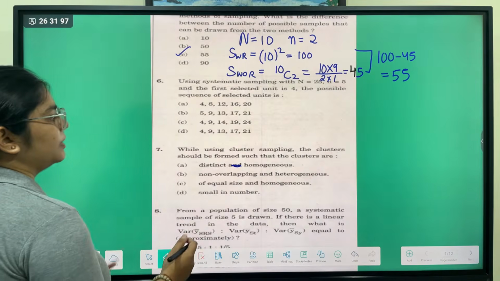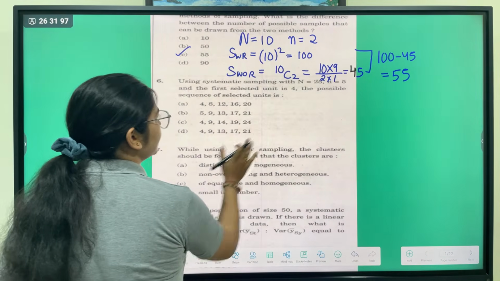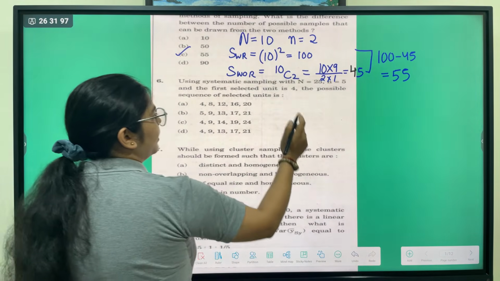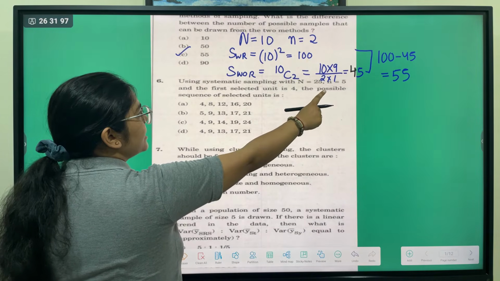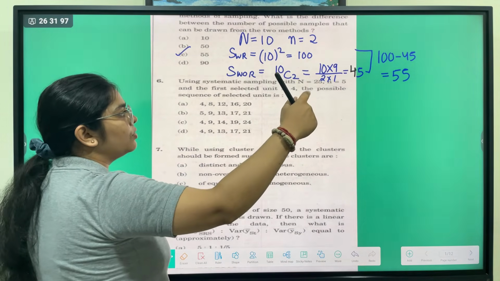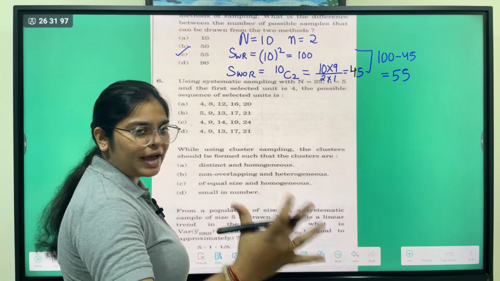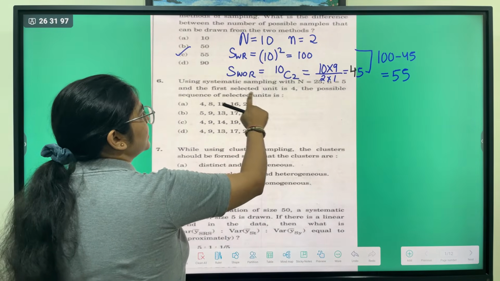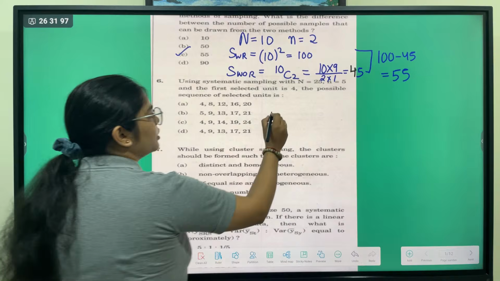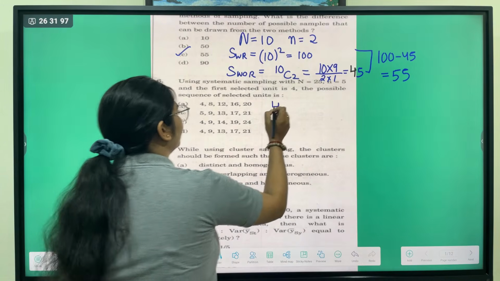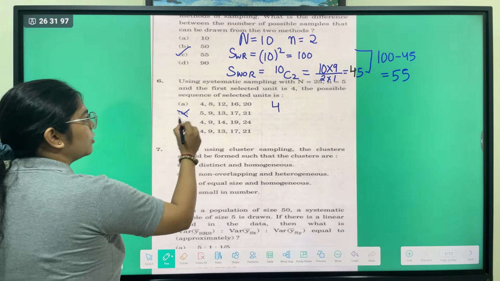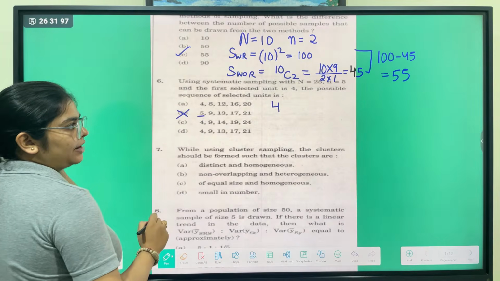So the same question has been asked here. The total number of samples are capital N, which is 25. Small n has been given to us as 5, means we have to take a sample of 5 elements. So the first selected unit is 4. So the first unit is 4. They have already given to us. So option B cannot be the answer because the first unit is 5 here.